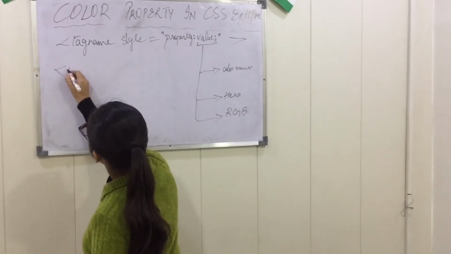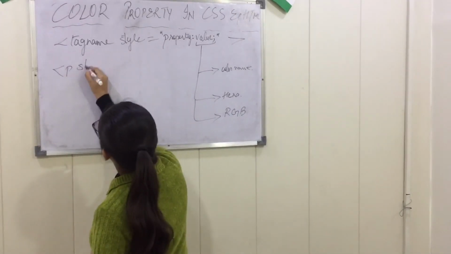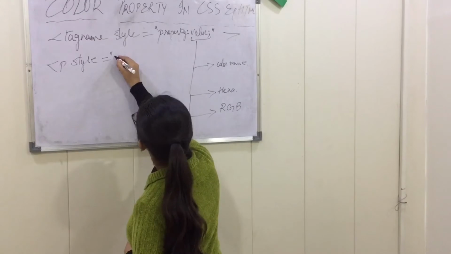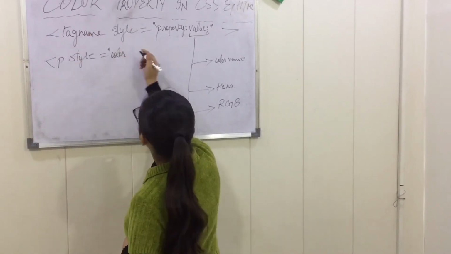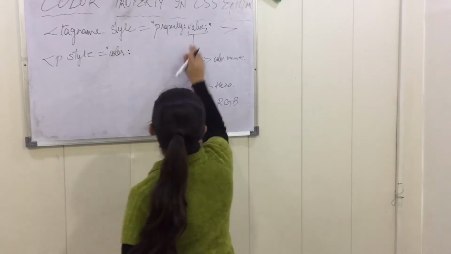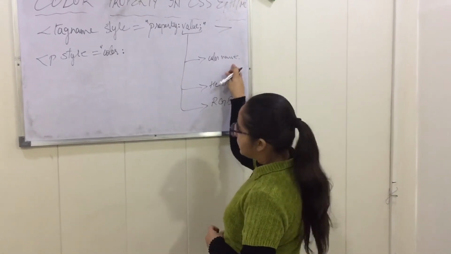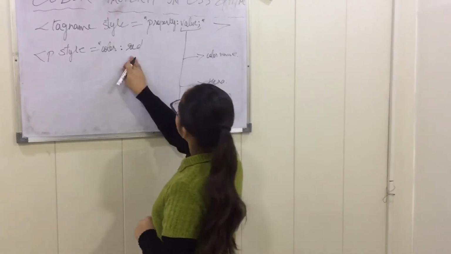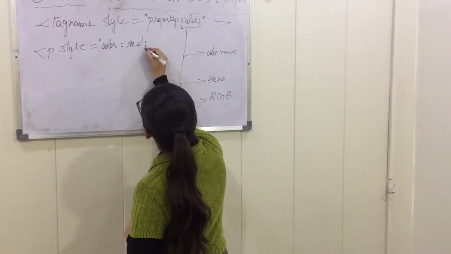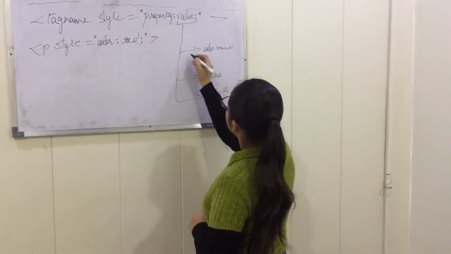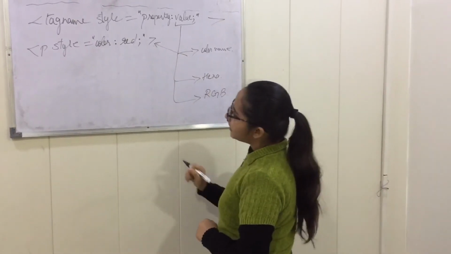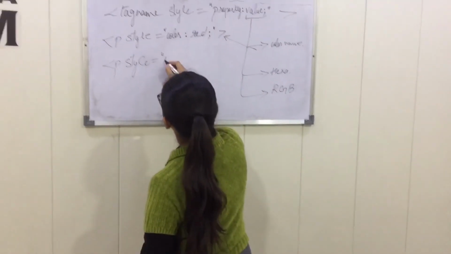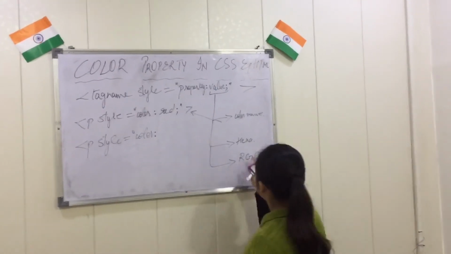Suppose the tag name we are taking is P, that is the paragraph tag. After that style, then equals to, the property we are taking is color, because we are talking about color, and then the value. Suppose we are taking color name, so we will take red here. This is the first type, color name.